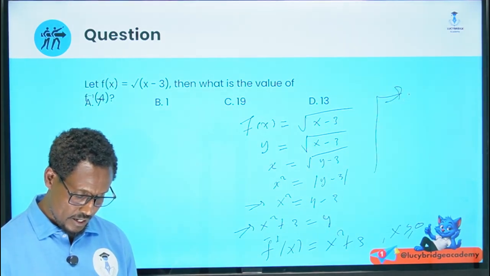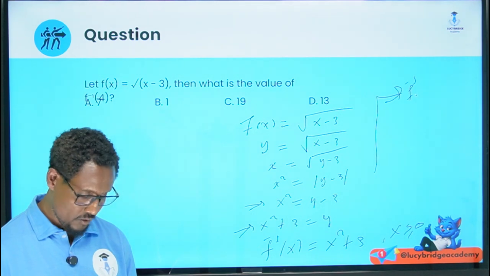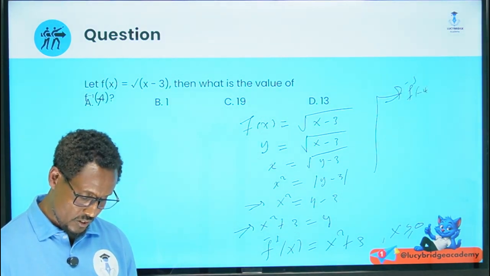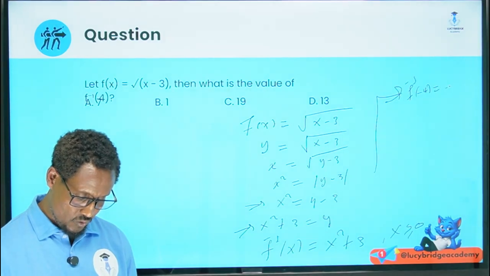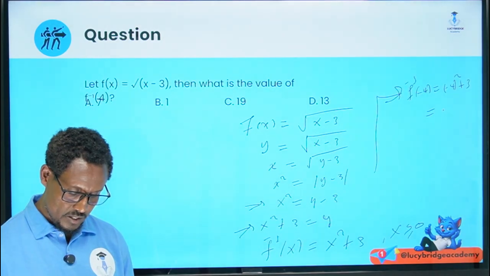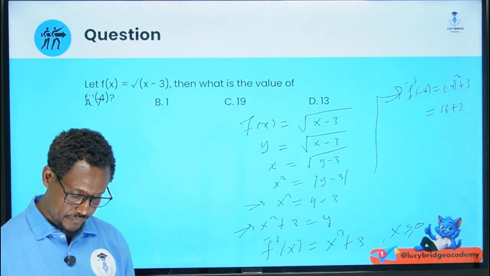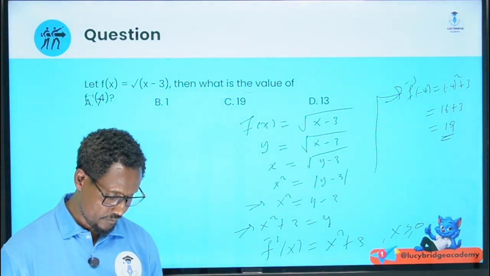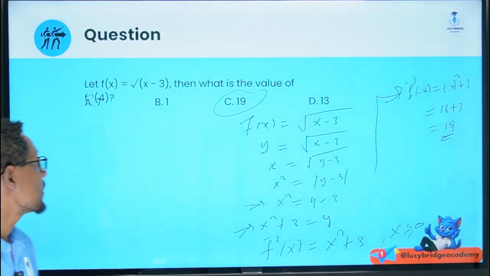Okay, f inverse at minus 4 is equal to minus 4 the whole square plus 3, which is 16 plus 3, which is equal to 19. Okay, it is 19. The answer is C.